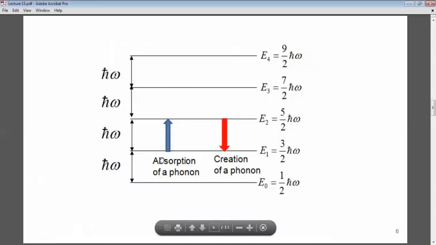So let's assume this is my solid. Its energy levels are h bar omega over 2, 3 over 2 h bar omega, 5 over 2 h bar omega, etc. If I shine a light, for example, with energy h bar omega, a phonon will be absorbed, it will jump to a higher level, and then it will go back where light will emerge, and this is called creation of a phonon.